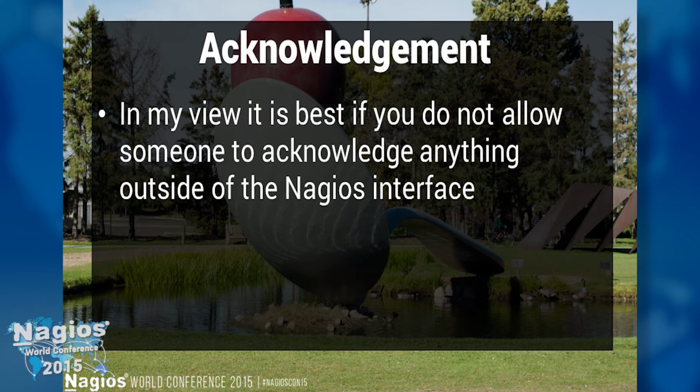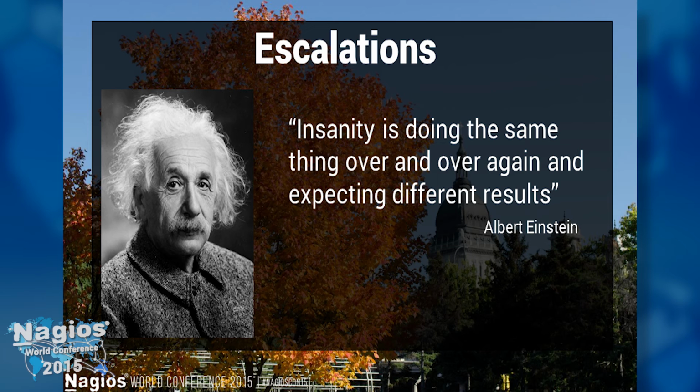If they don't answer, what happens? If they don't deal with the problem, what happens? And this is something that I think a lot of people forget, that Nagios has escalations built in. Albert Einstein: insanity is doing the same thing over and over again and expecting different results. So if we're going to keep on notifying the same person over and over again, and they don't deal with the problem, why are we doing this? Why have we configured our system to monitor something and notify people, but we don't actually expect them to ever do any work about it?